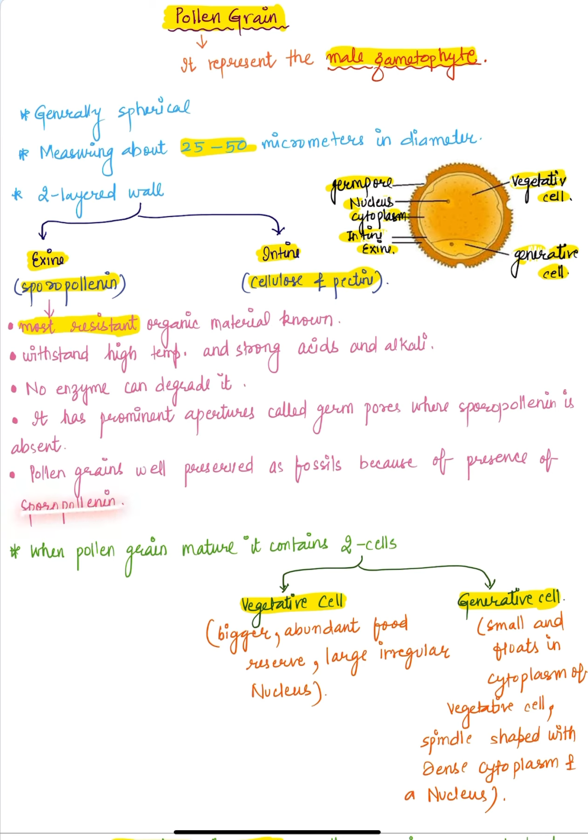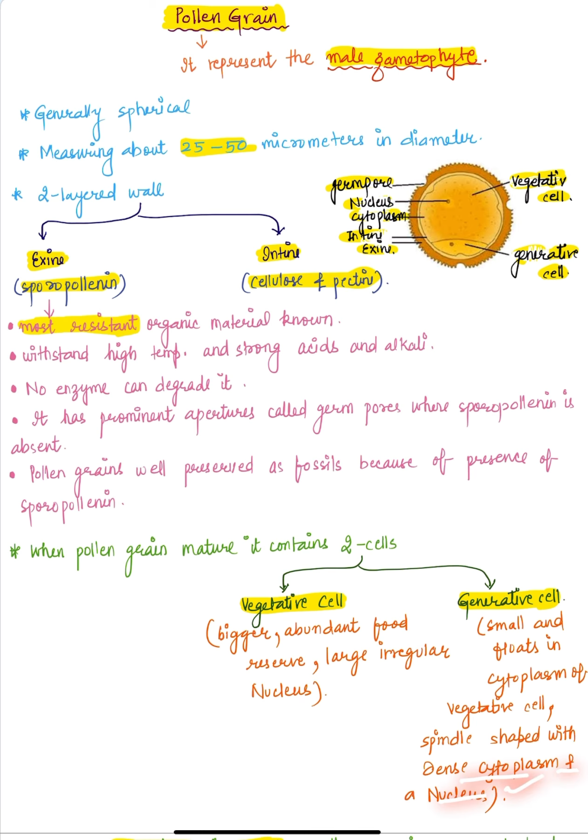When pollen grains mature, they contain two cells. The first one is the vegetative cell and the second one is the generative cell. The vegetative cell is bigger in comparison to the generative cell. It has abundant food reserve and a large irregular nucleus. The generative cell is small and floats in the cytoplasm of the vegetative cell. Its shape is spindle shaped with dense cytoplasm and nucleus.